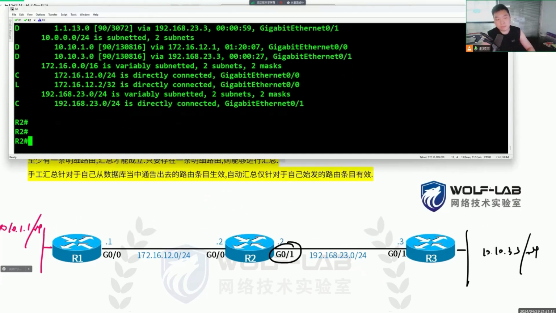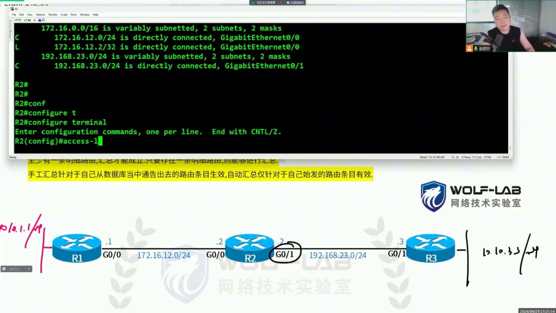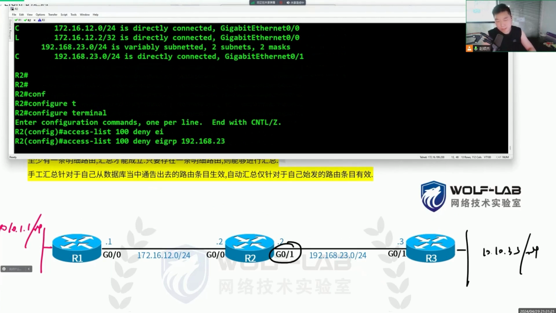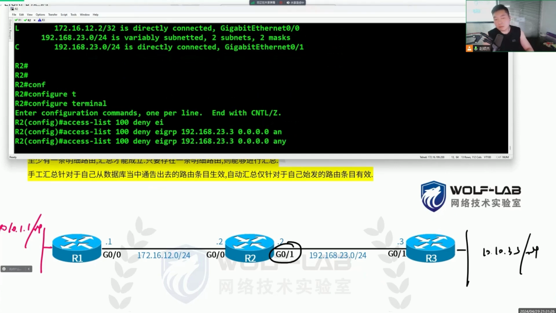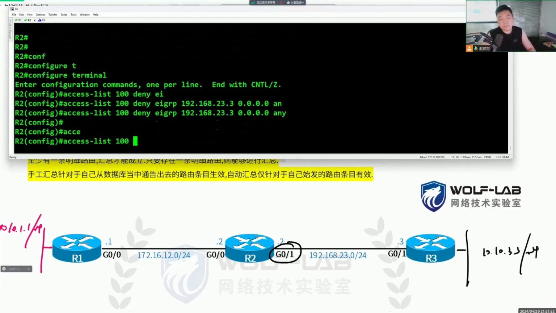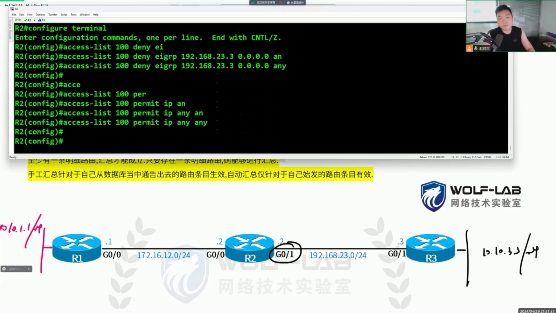We disconnect R1's link interface, so R1's successor route is discarded. After losing the successor route, R1 sends a query to R2, and R2 responds with an ACK. R2 finds that its route to 10.10.1.1 comes from R1, so the next hop is R1. We will continue forward and send query messages.